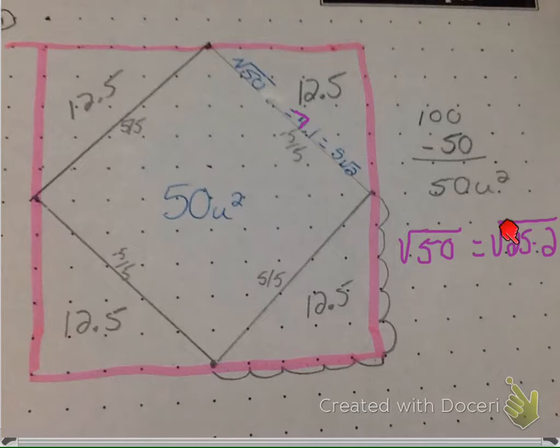Now I can simplify this. The square root of 25 is 5, so it comes to the outside. I cannot simplify this because the square root of 2 is an irrational number. There is no perfect whole number multiplied by itself that equals 2. So I'm going to leave it under here.